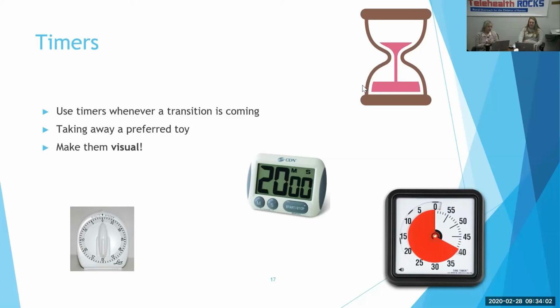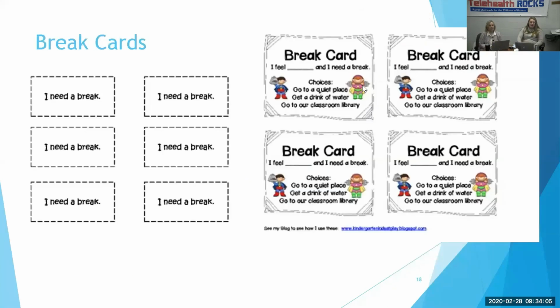Right, exactly. Break cards, we already talked about this a little bit, but it's just a visual support as to how they can take a break. The ones on the right also have some choices of things that they can do to take that break that are appropriate choices. Because an appropriate choice is not running around the room talking, it's going and doing something quiet or going to an expected place.